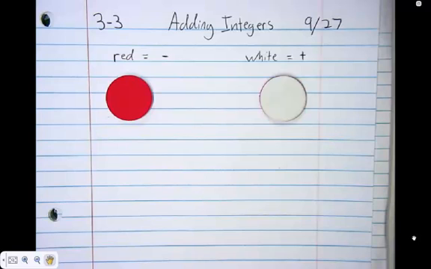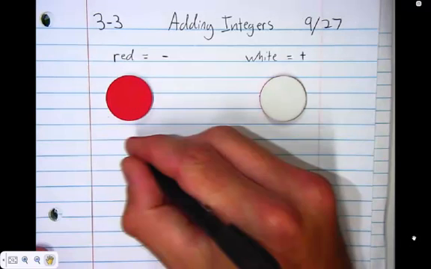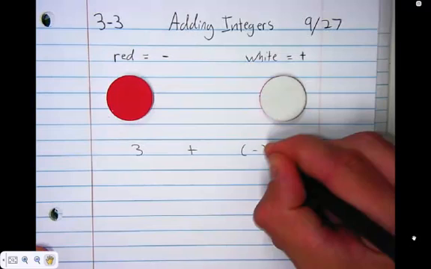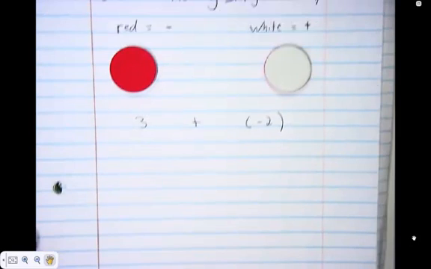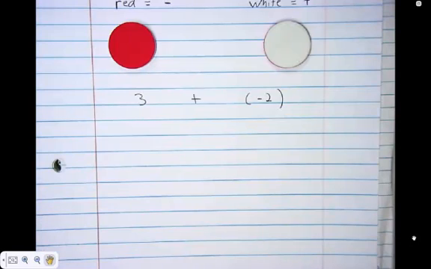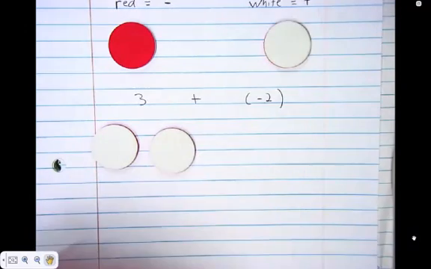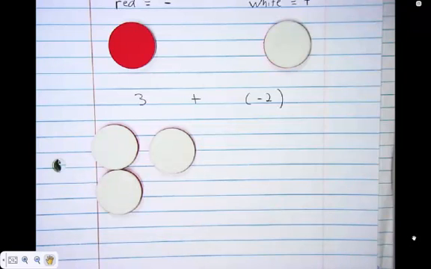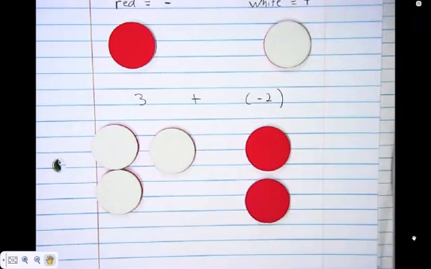To talk about adding integers, we have some chips in front of us, and we're going to let the red chips equal negative and the white side of the chip equal positive. So if we put these together, say we had a problem like 3 plus negative 2. We could show that in chips. If we had 3 white ones and 2 red ones.